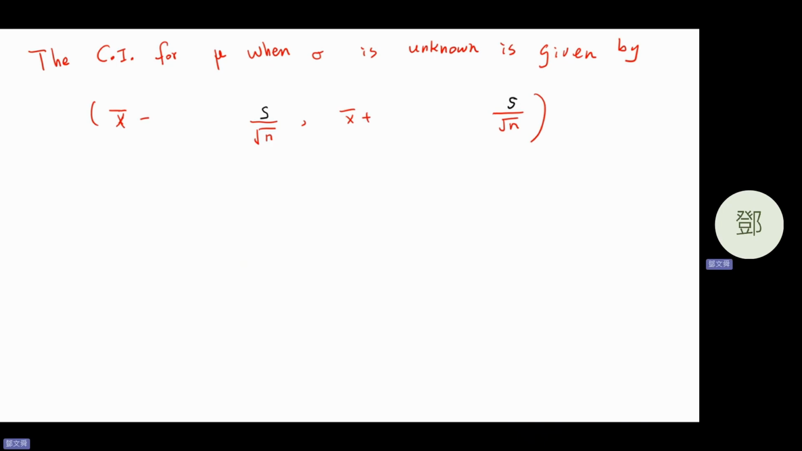But this time you see I give more space here. Much longer. Because the notation will be different again. I use black pen to signify the difference. Here it is t sub n minus 1, alpha over 2.